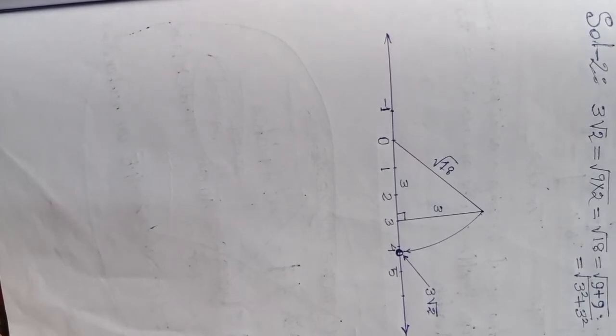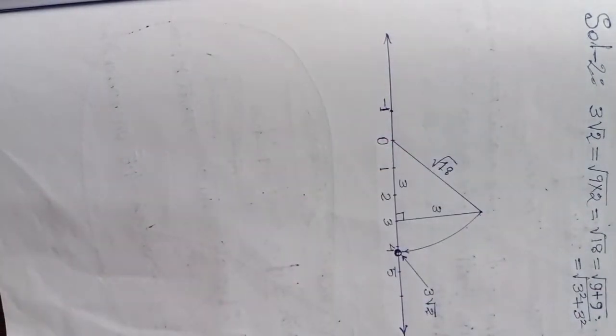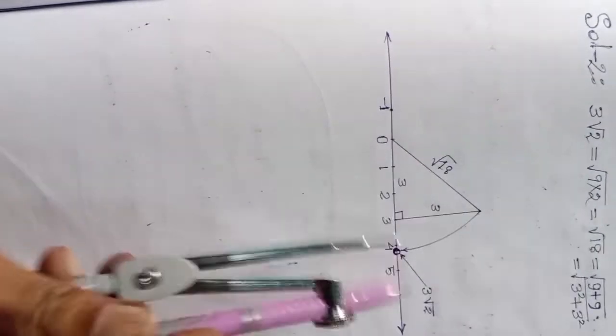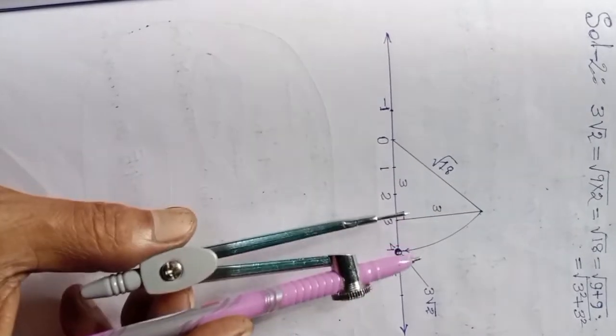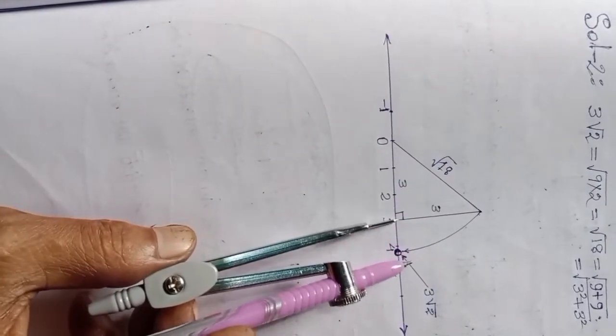Here there is no restriction for you to draw by any method. So one student can do like this. 3 root 2 equal to root of 9 into 2, equal to root 18. Now this root 18 can be easily split into two convenient perfect squares, 9 plus 9, equal to 3 square plus 3 square. So we can draw a triangle of some bigger size, 3 and 3. This is the triangle.